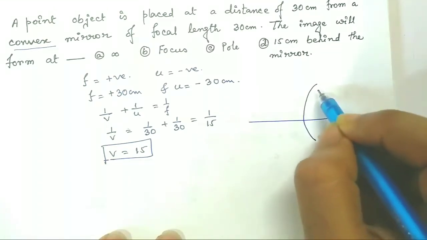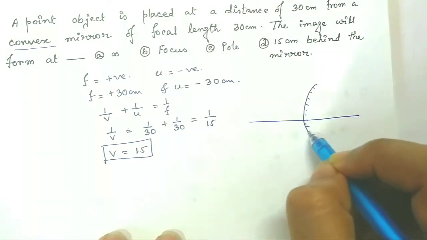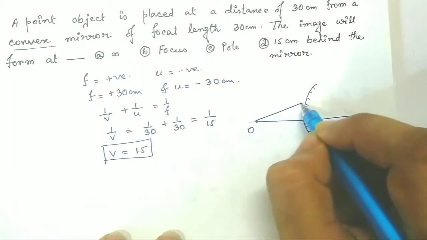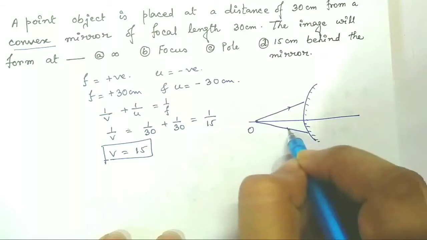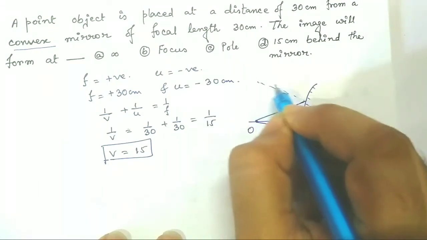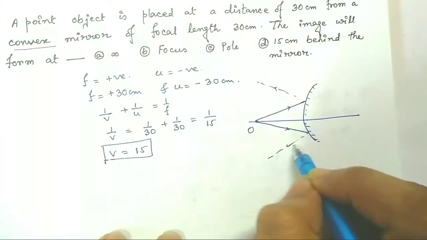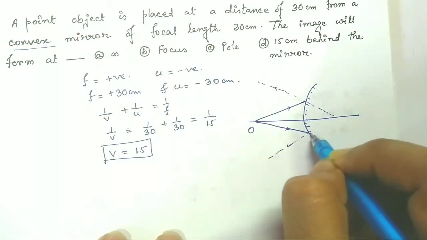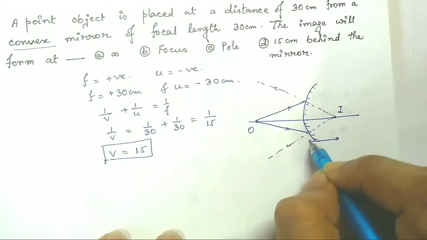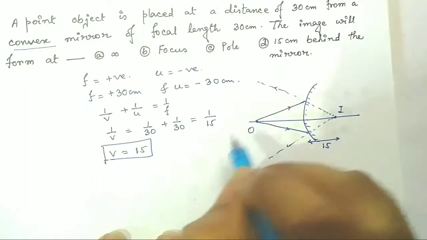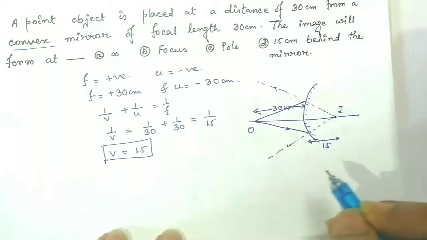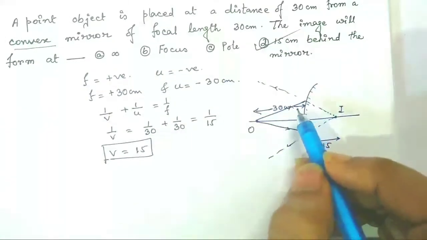Suppose this is my convex mirror. This is the object. This is the position of my image, and this distance is 15 cm and the object distance is 30 cm. So option D is the right answer.